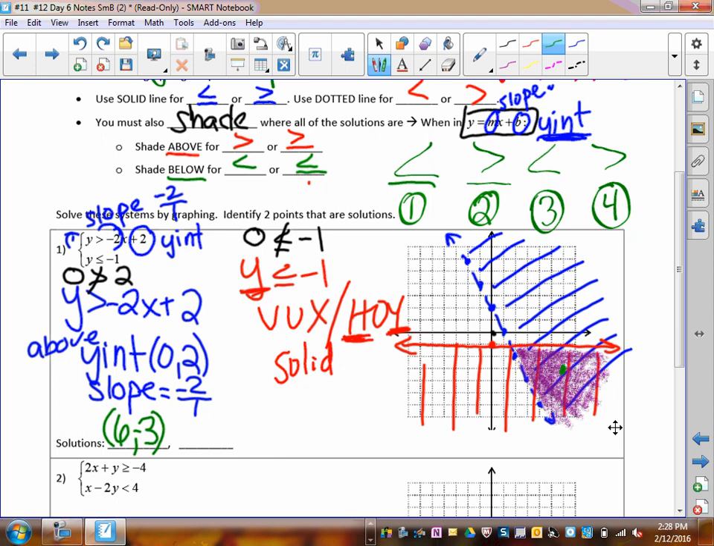Anybody want to volunteer another solution? Yes, Jim. 5, negative 6. Good. Yeah, that sneaks in there. Still in that shaded region. Now we could have infinite solutions here, right? Because I could have chosen 6.1 and negative 3.1. I could have chosen 6.01 and negative 3.01. So there's infinite possibilities there. Just make sure what you pick is in that shaded area.